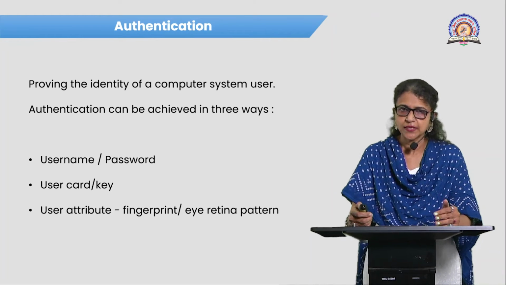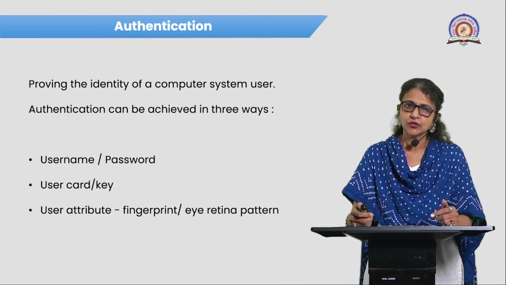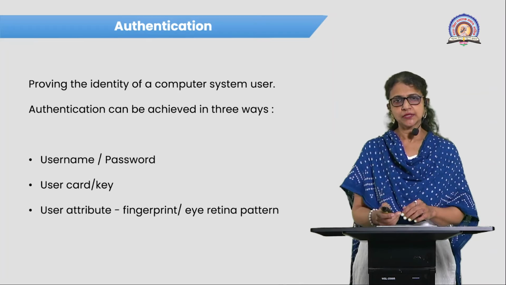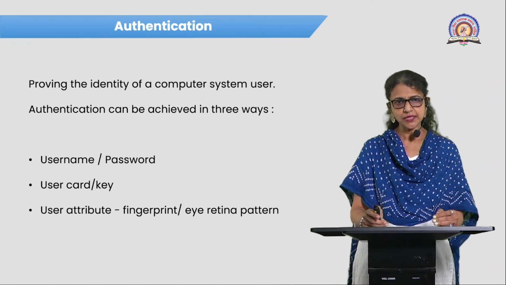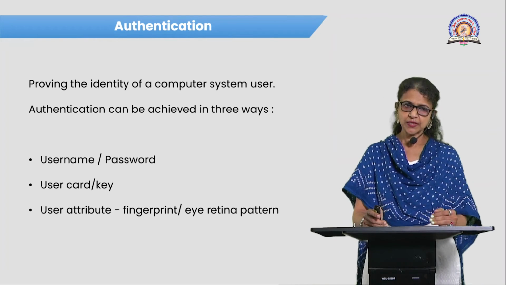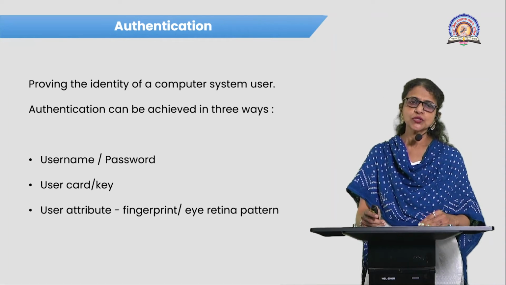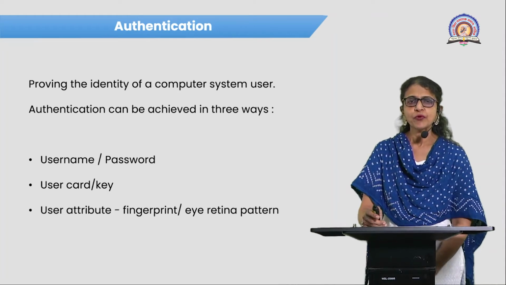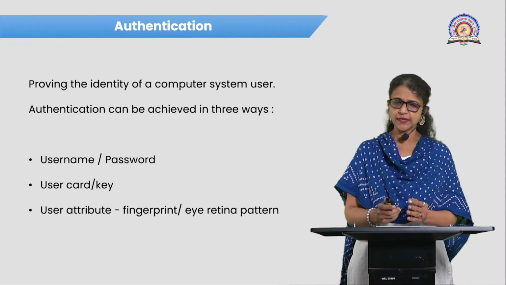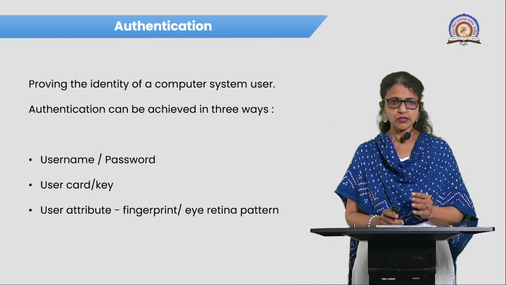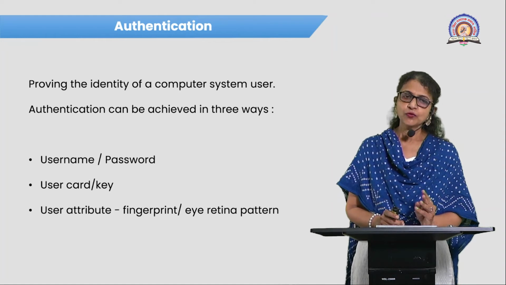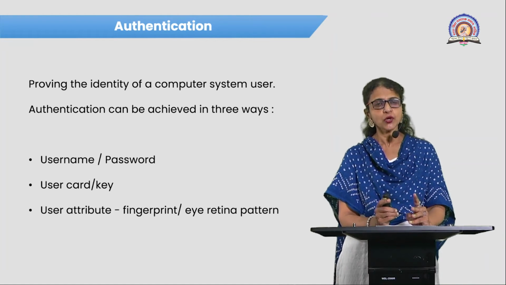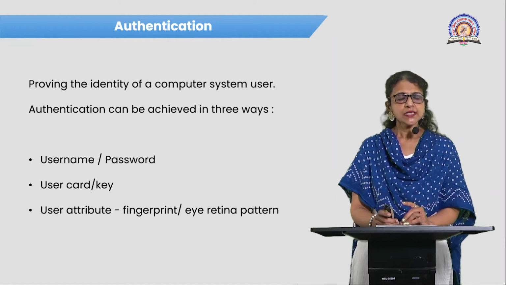Consider the next term, that is authentication. Proving the identity of a computer system or user is nothing but authentication. There are various ways by which you can achieve authentication, which I have mentioned here: username or password, user card or key, and user attribute. For authentication, you must enter your username and password. If you fail to give a proper username and password, it means you are not an authenticated person, right?